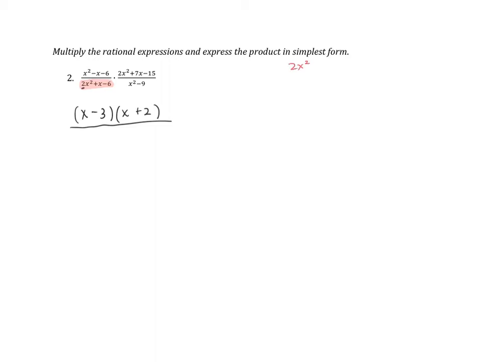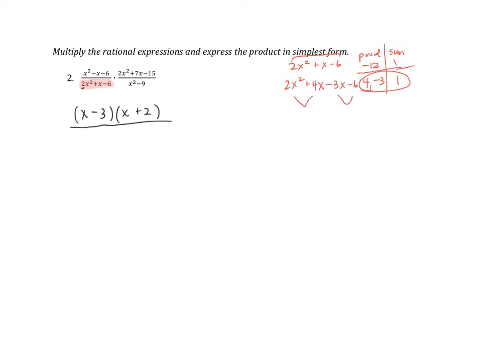So 2x squared plus x minus 6. I need to know what multiplies to get negative 12 and what adds to get 1. If I use 4 and negative 3, that will multiply to get negative 12 and add to get 1. So that's going to work. So 2x squared plus 4x minus 3x minus 6.